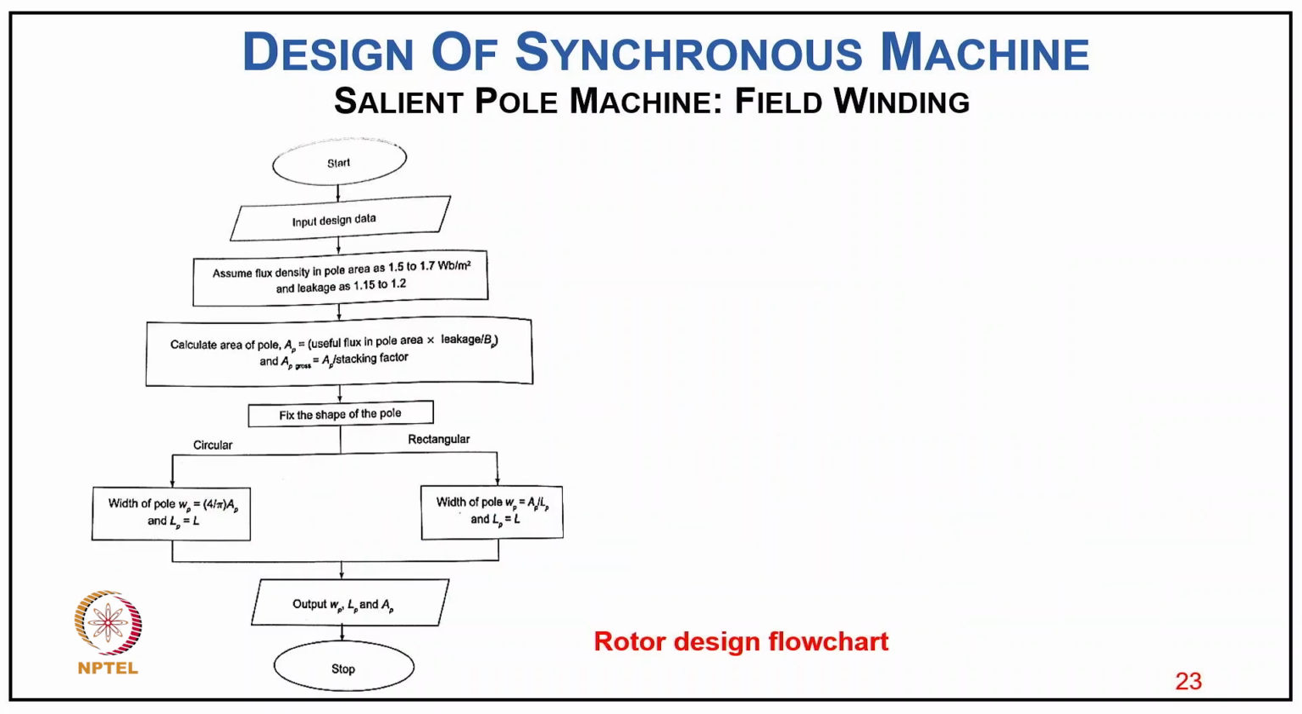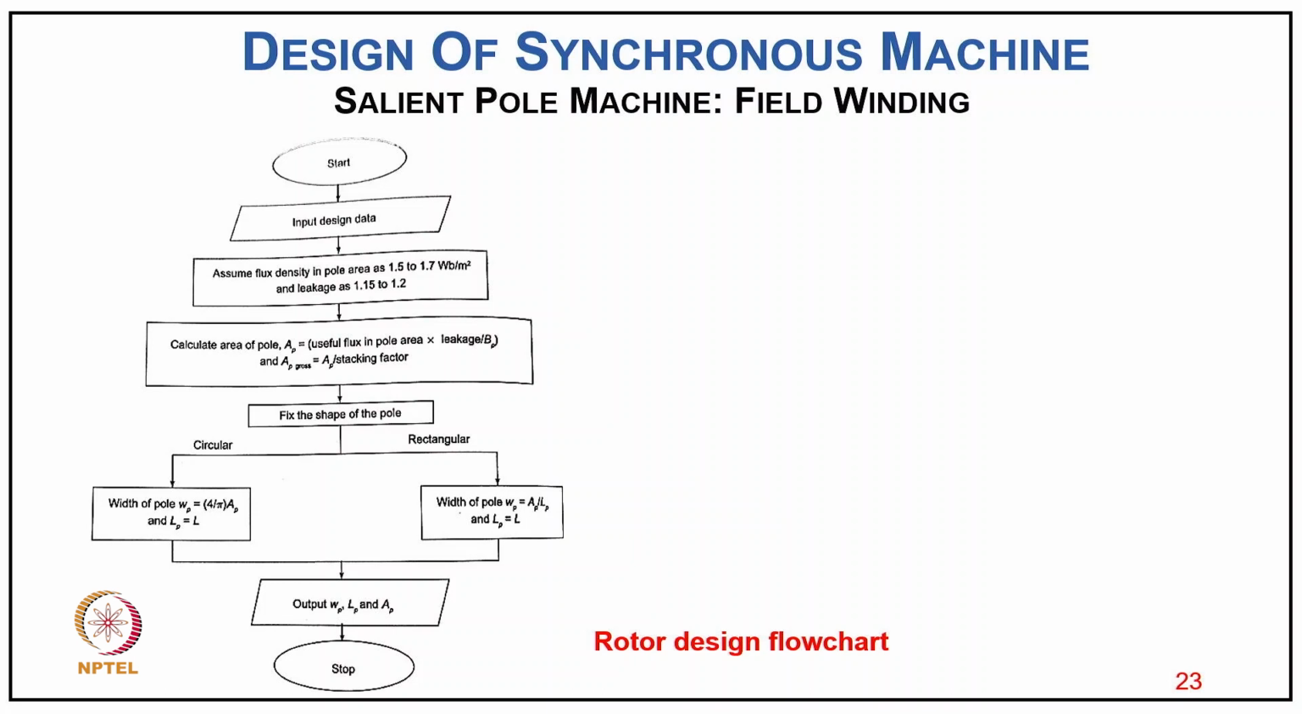And this is the flow chart, typically for rotor design. Start, then input design data. Assume the flux density in the pole area from 1.5 to 1.7 Tesla and leakage factor of 1.15 to 1.2. Then calculate the pole area AP, equal to flux per pole into leakage factor divided by flux density, and then AP gross equal to AP upon stacking factor.